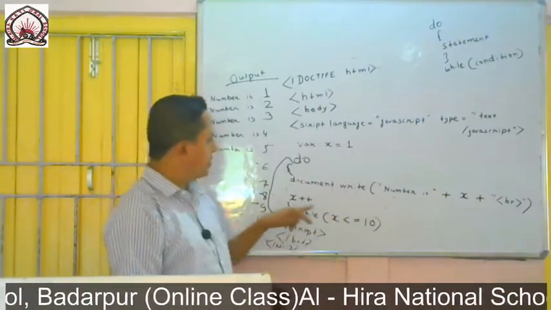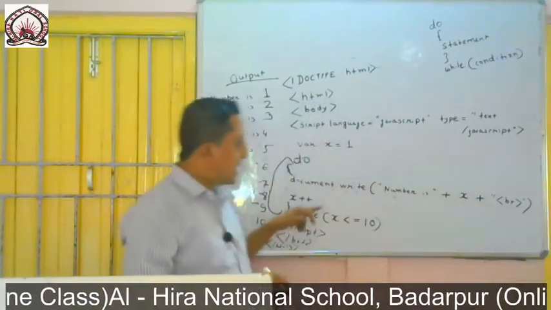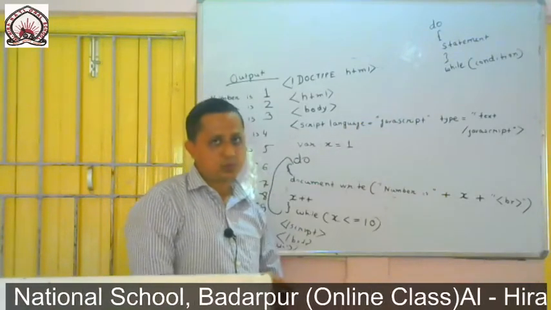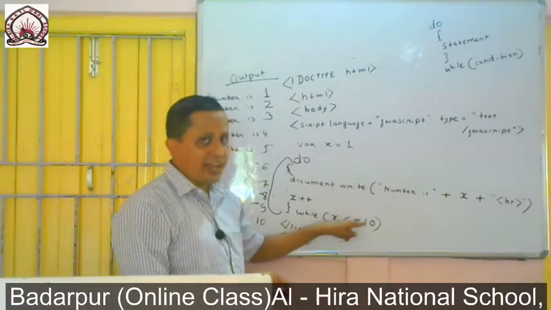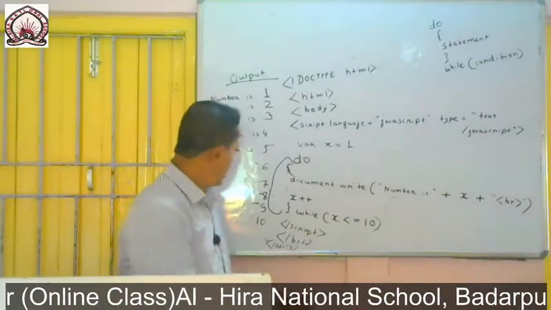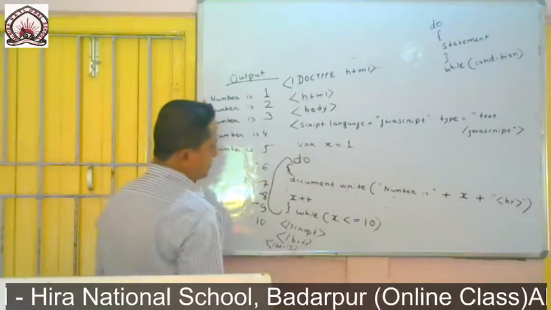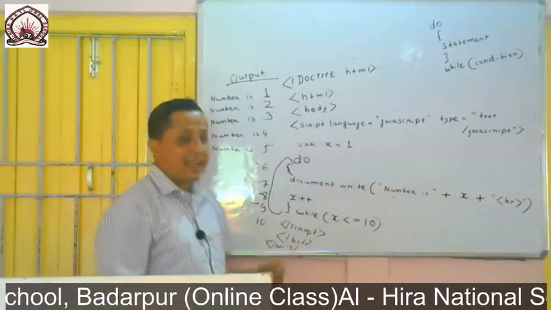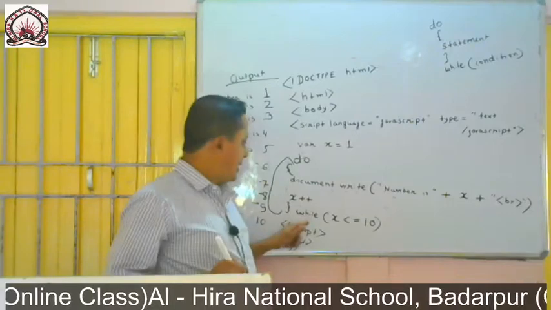So it will go on step by step to 9. It has gone up to 9. So number is 9. Then it has come here. Then x plus plus. 9 means 9 plus 1, 9 plus 1 is 10. Whether 10 is less than or equal to 10. So 10 is equal to 10. So it will show number is 10. Then it will again go here. It will show number is 10. Then it will come here. X plus plus. 10 plus 1, 11.